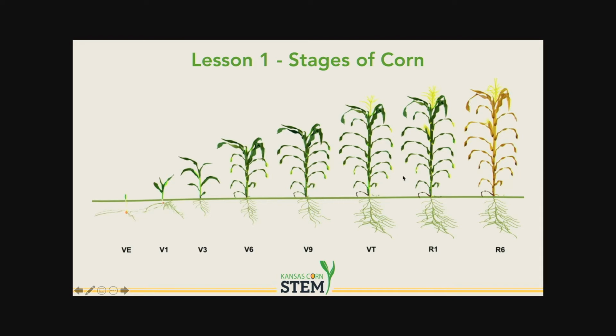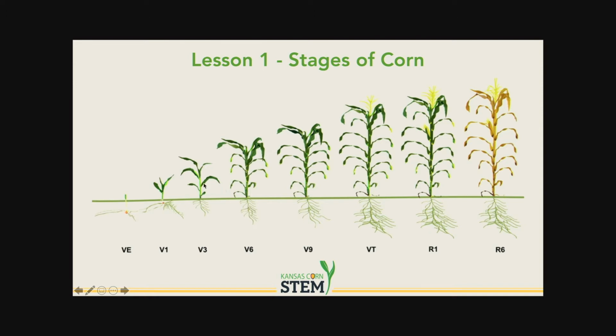VT, one kind of neat thing to look at right here. VT stands for vegetative stage, and it's the tassel, T for tassel. So your kids actually will probably get that one. They'll see the first emergence of the tassel right there. And then R1 and R6 right here, they probably know that this is about the time for harvest of the corn. And then they may get these numbers.